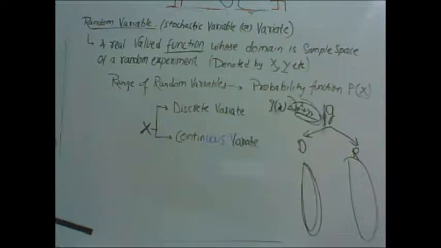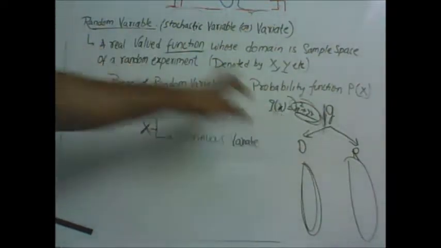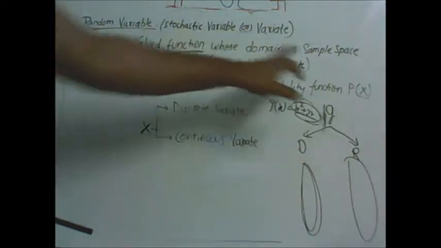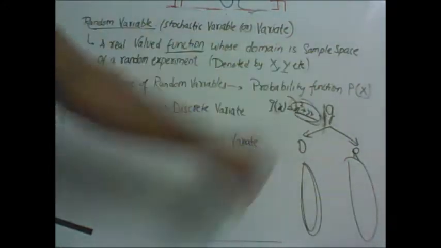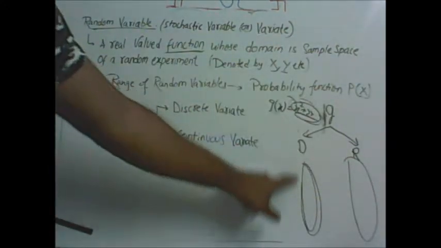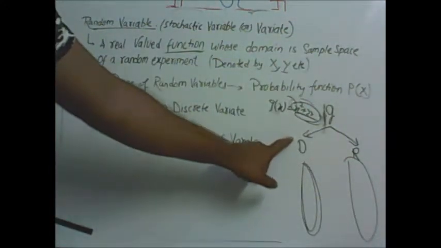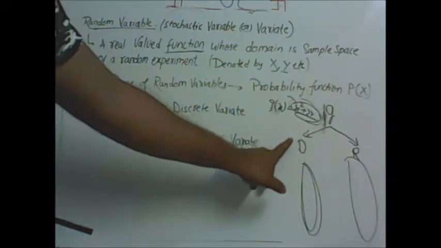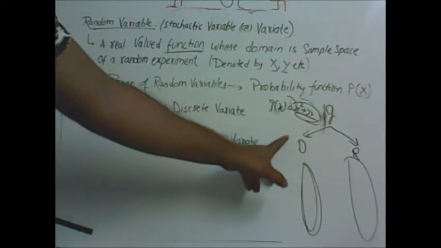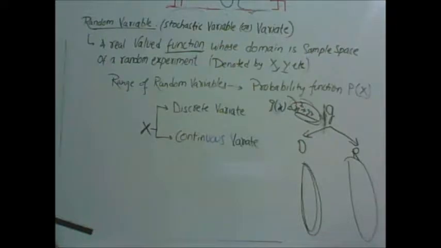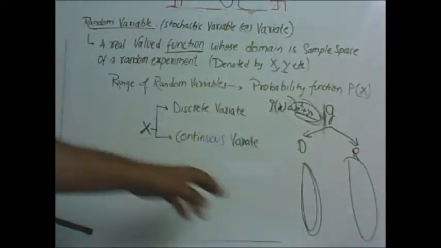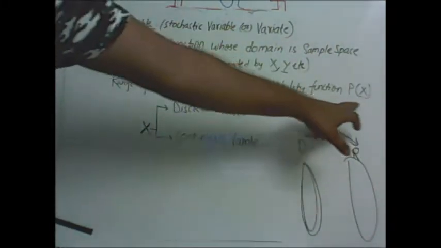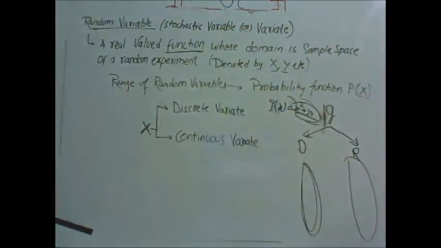Now, if x is a random variable, an output of a sample space, then this sample space is nothing but the domain of the random variable. And when we substitute this value in the function, we will get a range, which we will study in terms of p of x or f of x, which is called the probability function. That is called the range of the random variable.